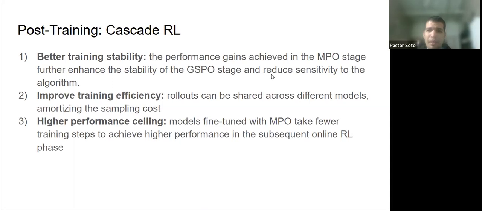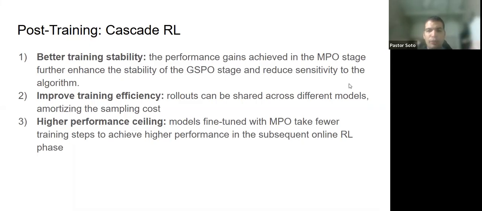And it reduces the sensitivity of the model, improves the training efficiency, and has higher performance ceilings. So the models fine-tuned with MPO take fewer training steps to achieve higher performance in the later stage of the reinforcement learning.